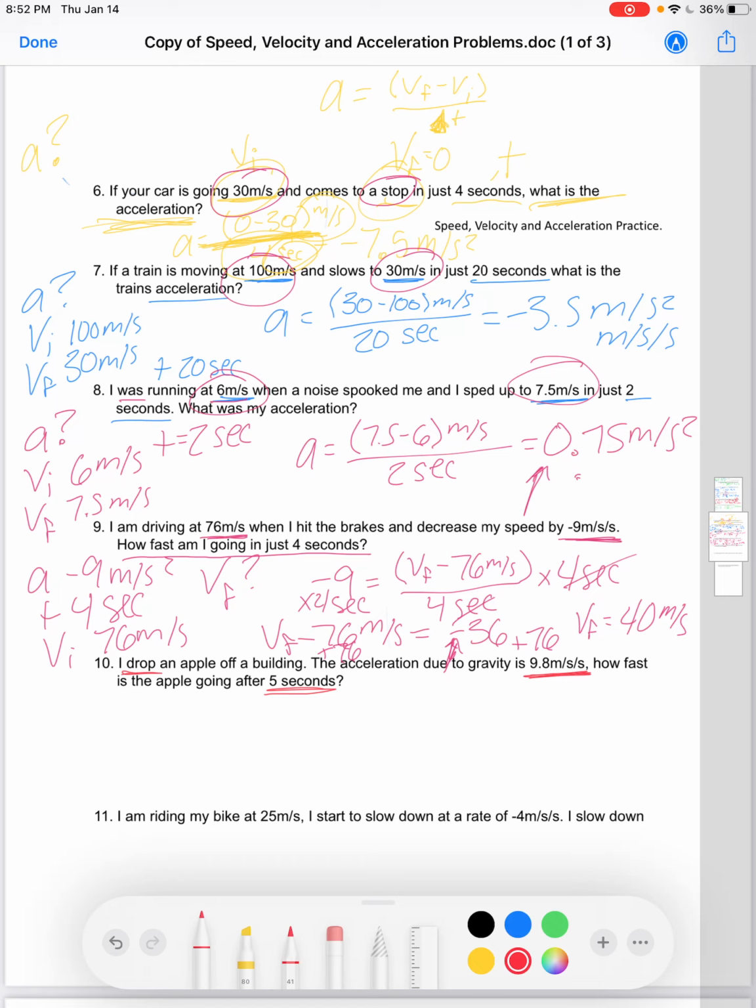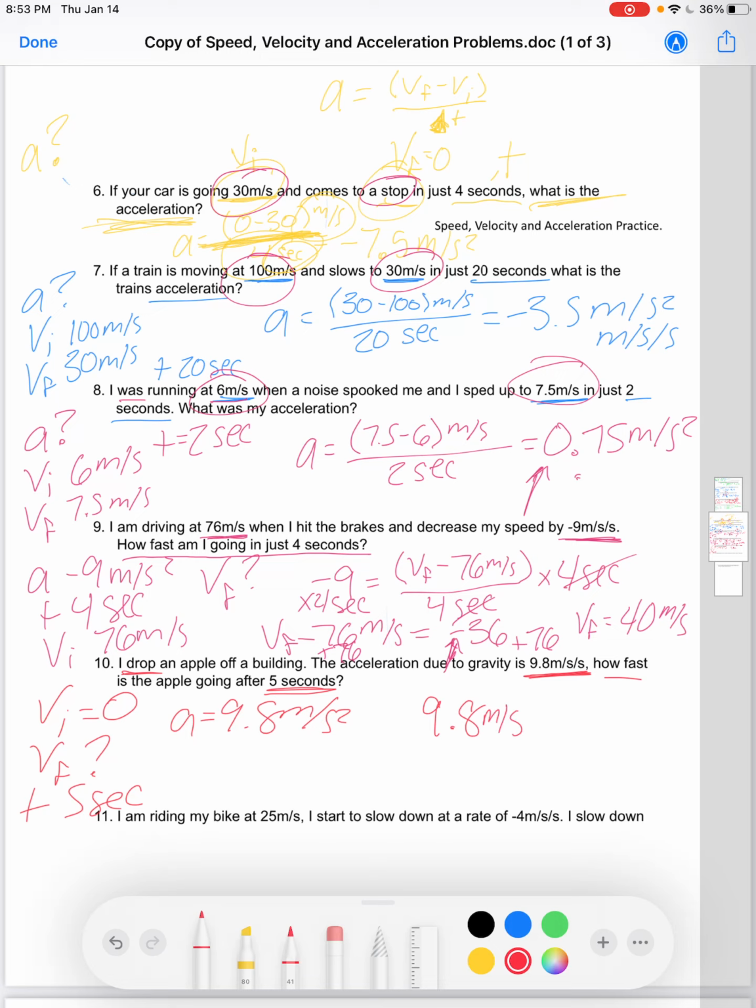Now, when you're holding the apple at the top of the building, it's not moving. So my initial velocity is 0. I'm looking for how fast it's going to be going after 5 seconds, so I'm looking for my final velocity. In 5 seconds is my time. And my acceleration of gravity, which we will learn more about next unit, is always going to be 9.8. I think it's actually 9.81. 9.8 meters per second squared.